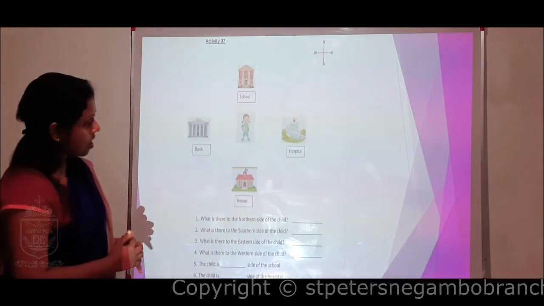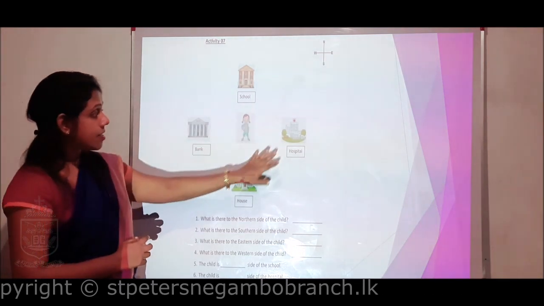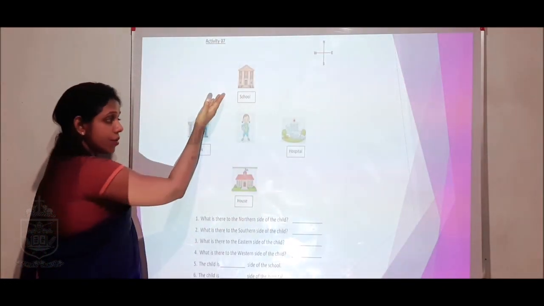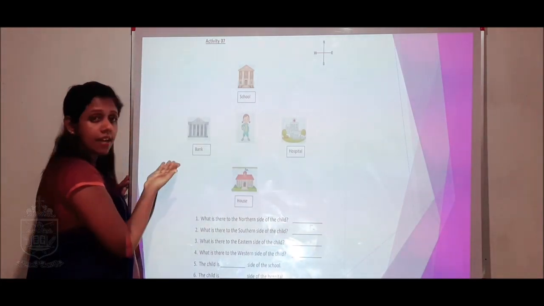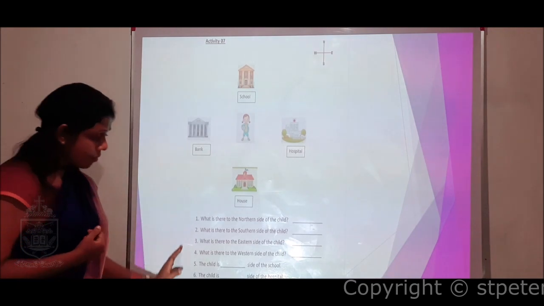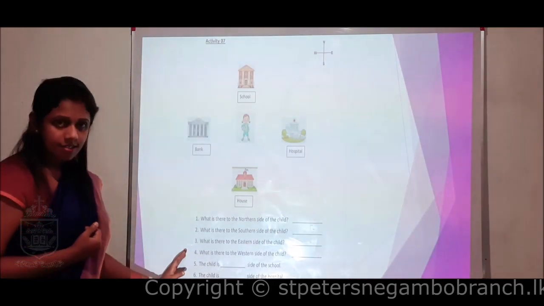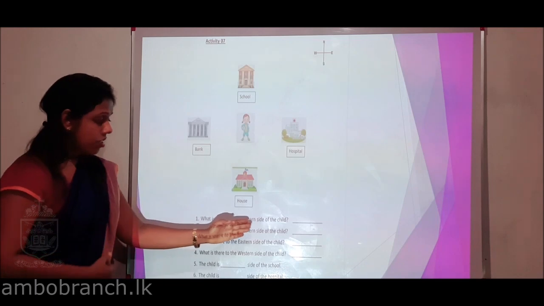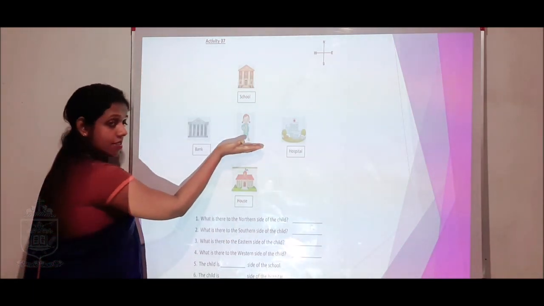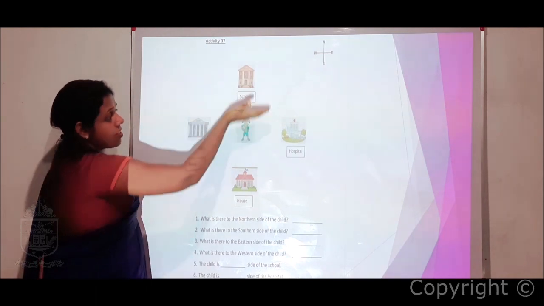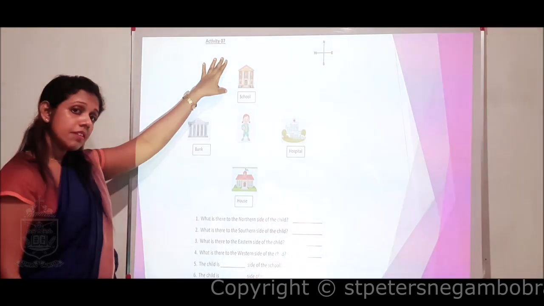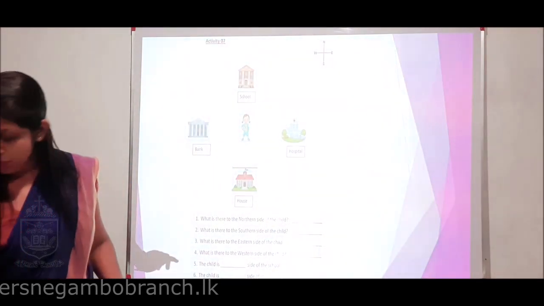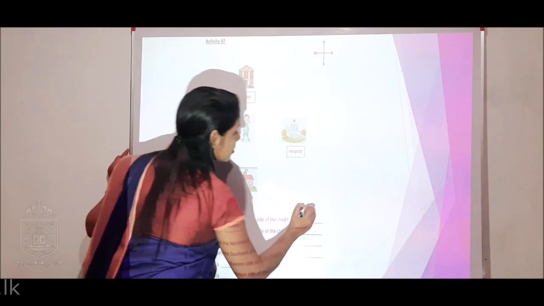Right, children. Over here we see there's a girl standing in the middle of the page, and there are 4 places around her: school, hospital, house, and a bank. So there are some questions here. Now you have to write the answers according to this picture, and I have drawn a map here. What is there to the northern side of the child? So this is the child. Can you tell me the answer? Yes, that is a school. So the answer is school.